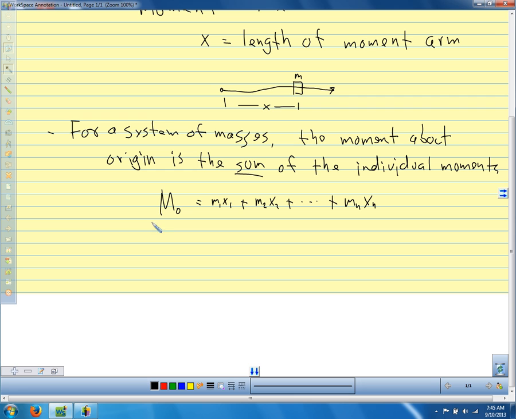The center of mass of this system, and we use x bar for the center of mass, is our moment over the total mass.